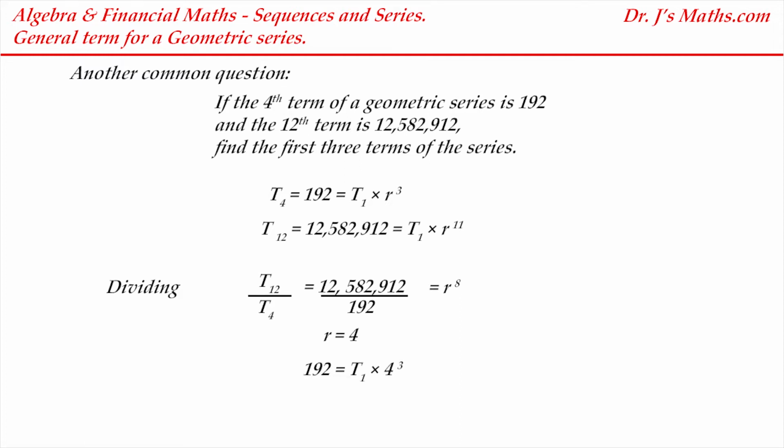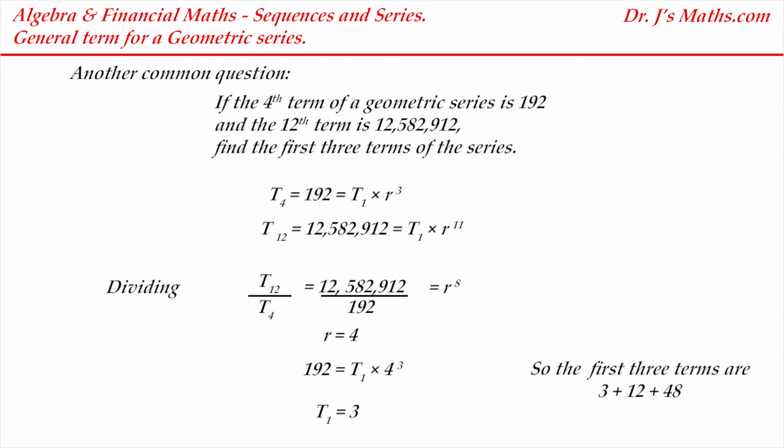So going back into our T4 statement earlier, 192 is equal to T1, the first term, times our new common ratio, 4 cubed. Put it into your calculator, T1 is equal to 3. So the first term is T1, which is 3.